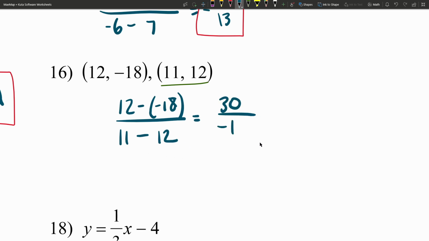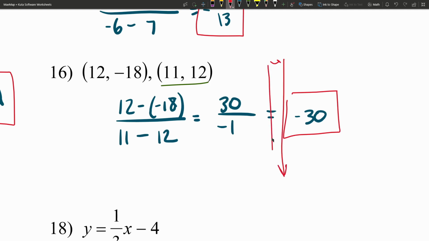12 minus a negative 18 is 12 plus 18, which gives us a positive 30, and 11 minus 12 is a negative 1. 30 divided by negative 1 is negative 30, which is a pretty steep slope if we think about it. For every 1 unit we move to the right, we're going 30 units down. That's a very large negative slope.